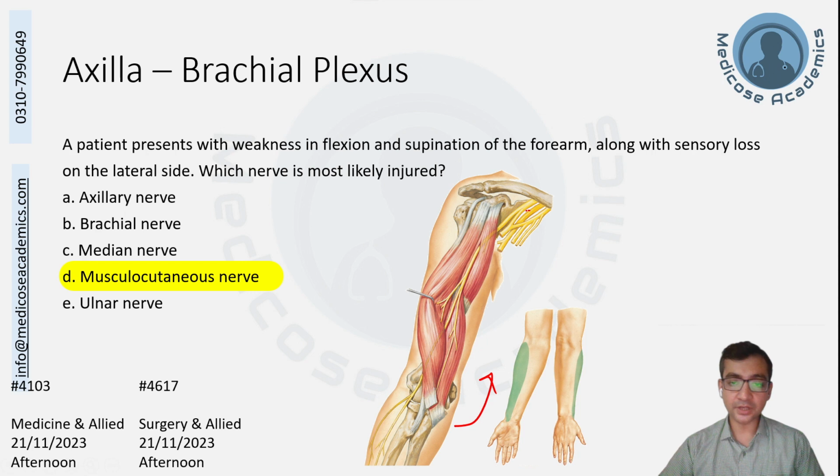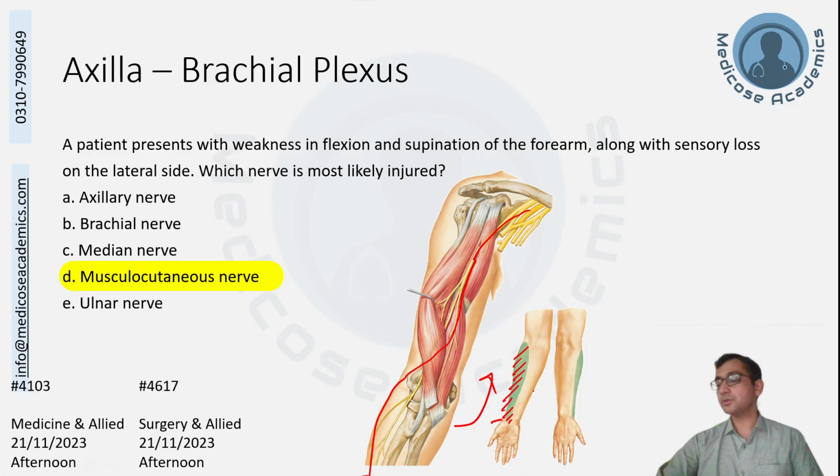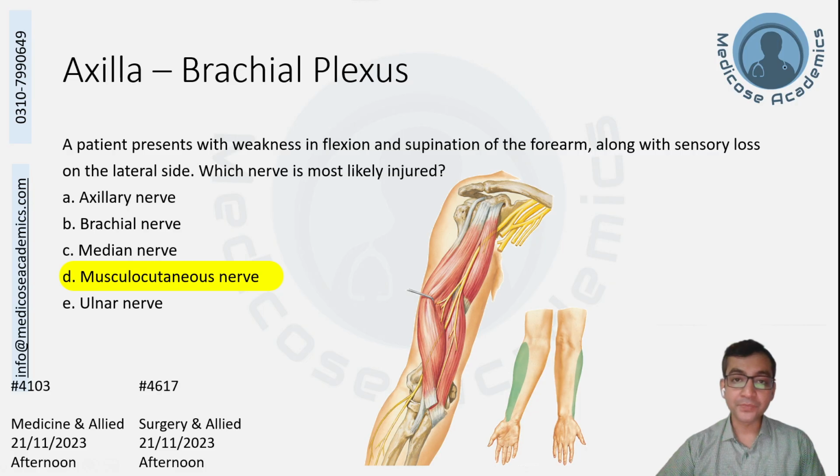And musculocutaneous nerve, after running through coracobrachialis between the muscles brachialis and biceps, it goes to the lateral aspect of forearm till it goes to the base of the thumb. So it supplies the lateral aspect of forearm. So all the functions of musculocutaneous nerve have been given in the scenario, and then you are going to be asked which nerve has been injured. Musculocutaneous nerve.